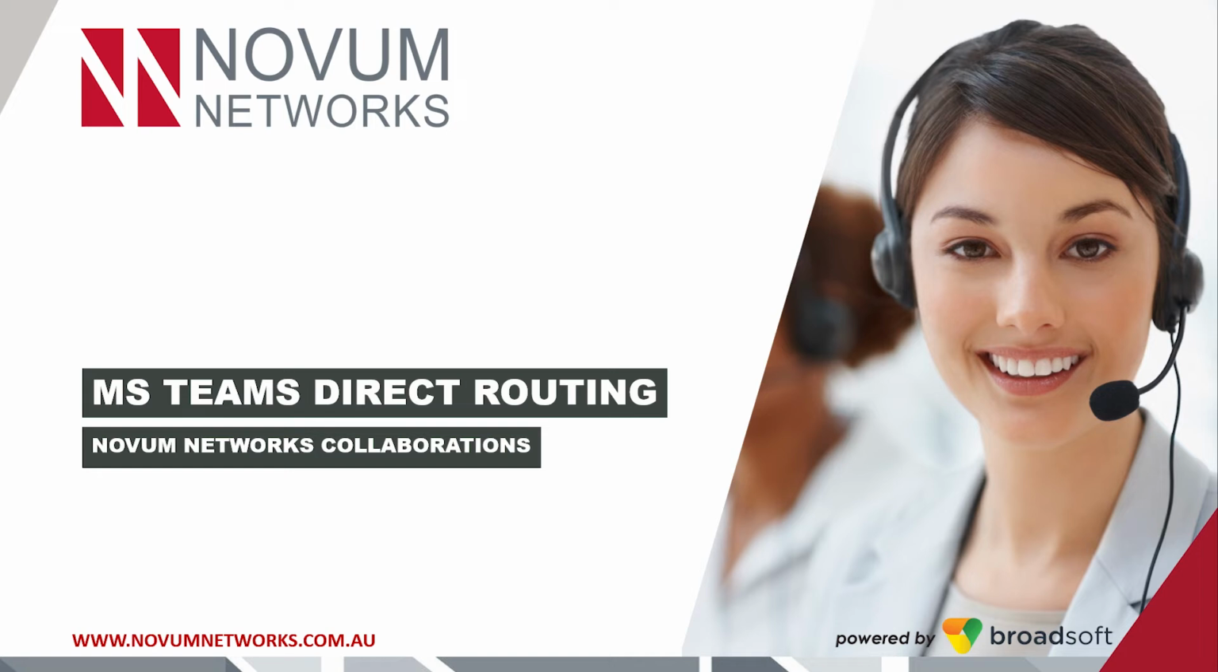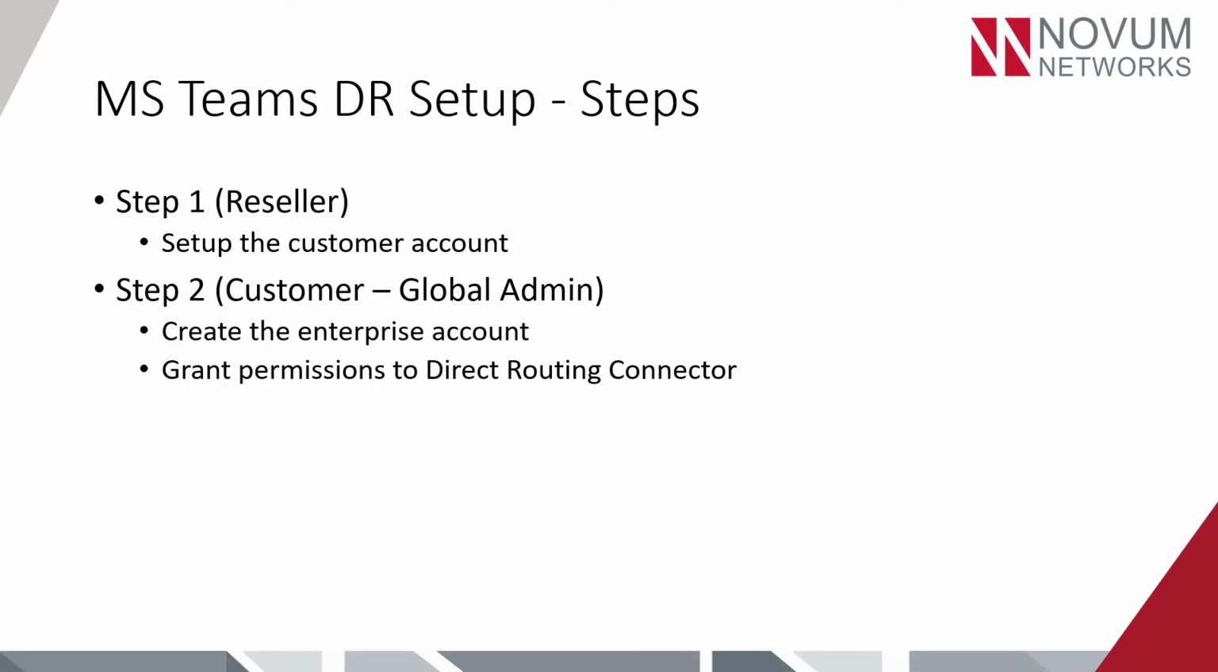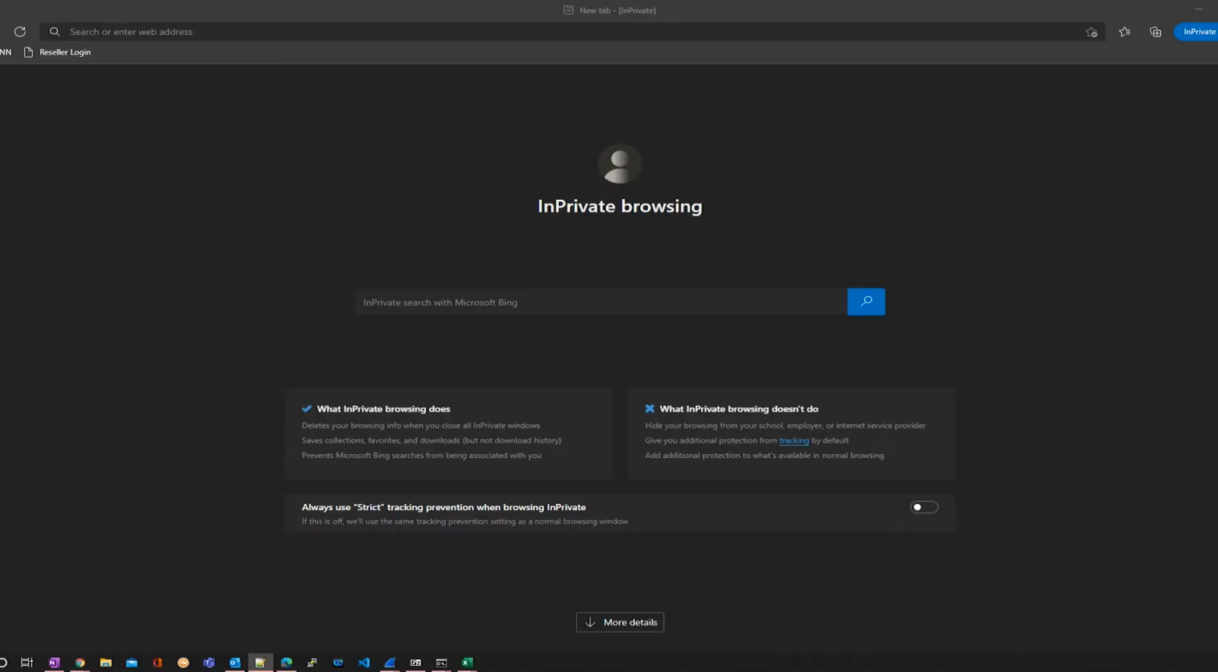Hi and welcome. This tutorial will explain how you can connect your existing telephony infrastructure with Microsoft Teams using direct routing. In the first step, the reseller will set up the customer account. Following this, the admin from the customer's Microsoft Teams domain will grant permissions to the direct routing connector after creating an enterprise account. To start, the reseller will log into the secure service interface.